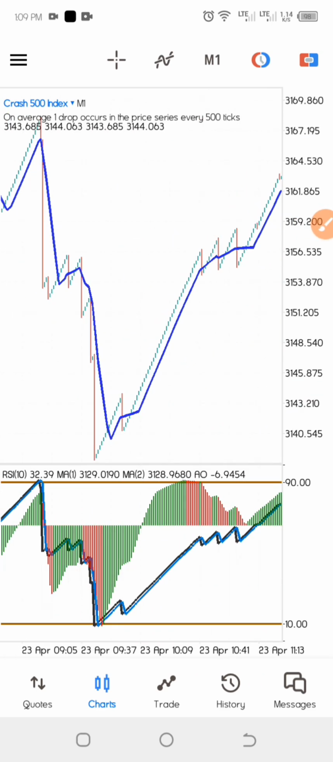Now for the zoom level, we are using the second to the last zoom level. That is the zoom level we are going to be using for the strategy. Okay, now how do you use this strategy to scalp?